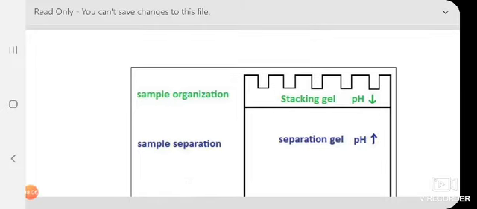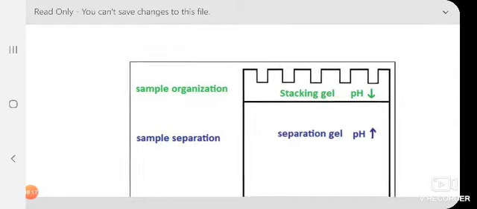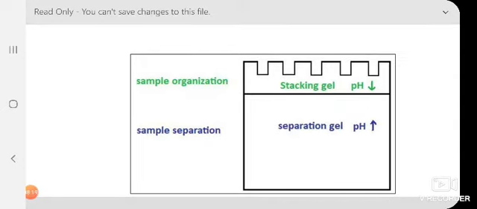Now, as I mentioned, in a discontinuous gel, the top part is the stacking gel and the bottom part is the separating gel or running gel. The question comes: what is the function of the stacking gel, why do we need it, and how does it help in separation? You can write one word: it actually organizes the sample, making the band sharp and thick. But which principle is working behind it, we will discuss later.